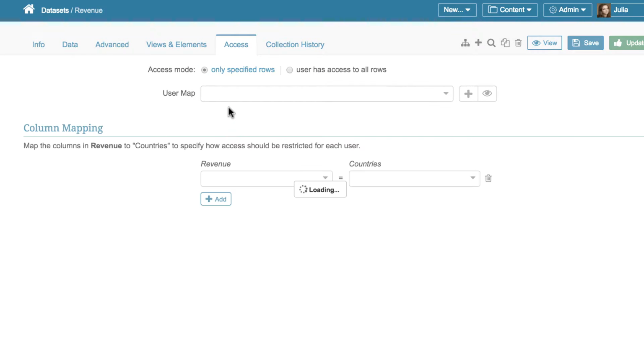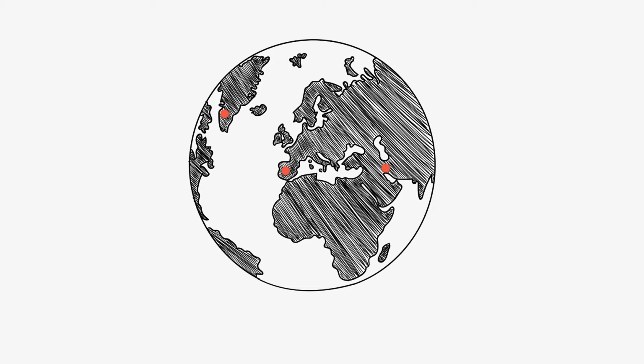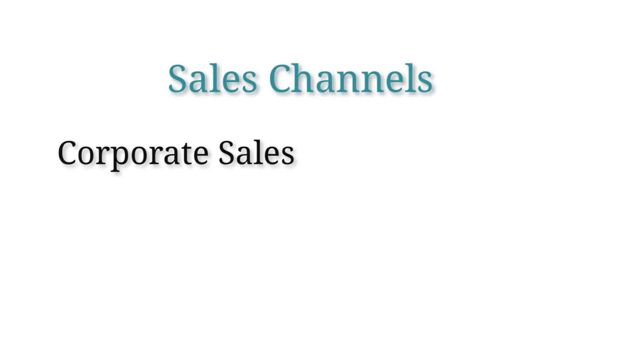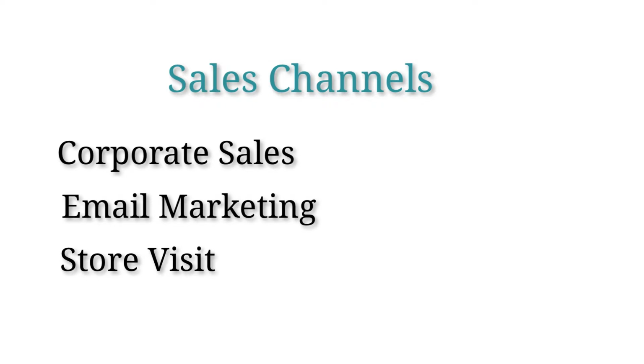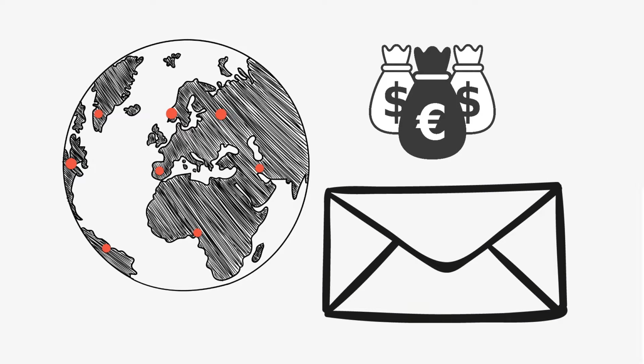Let's think about such an example. Some organization performs sales activities in 8 countries. Sales are made via 4 channels: corporate sales, email marketing, and store or website visits. This is Mike. He is the head of the email marketing department. To monitor his team's performance, he only needs access to the sales data per email marketing channel, but around all countries. How can we limit his access to the information in this dataset?